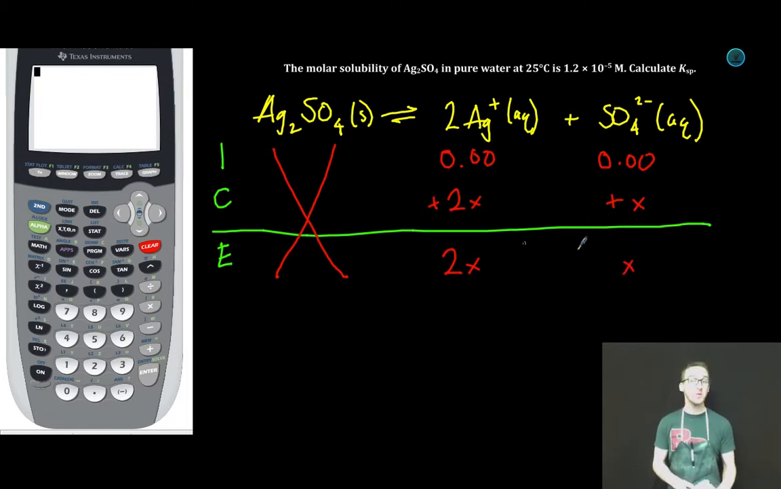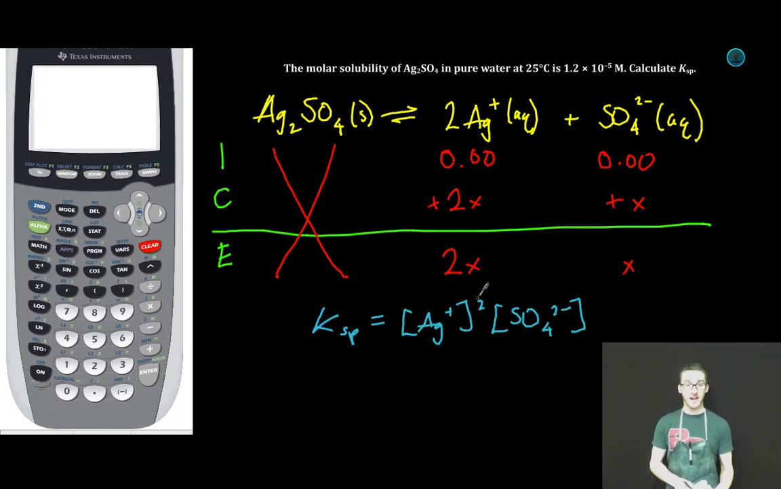Now we've got our equilibrium concentrations, let's set up our KSP expression. Boom. Reminder again to be cautious with your stoichiometry in your KSP expression. Now this time, we're looking for KSP, we're told the molar solubility. So looking for KSP, we know that at equilibrium, the silver ion concentration is going to be 2x and sulfate is going to be x.